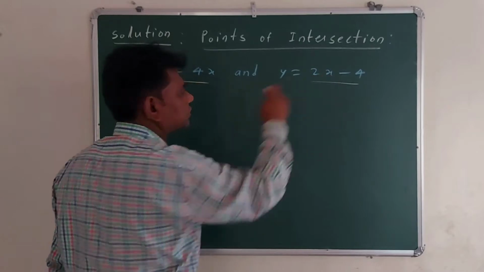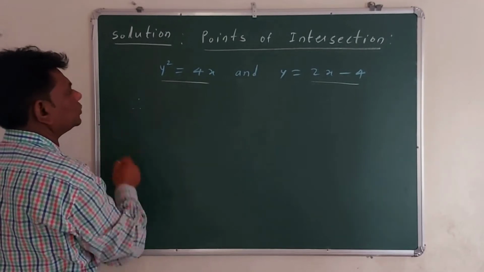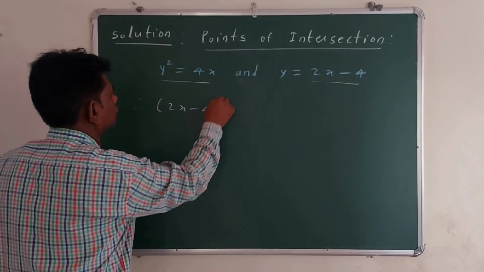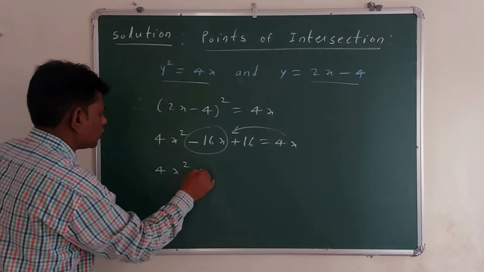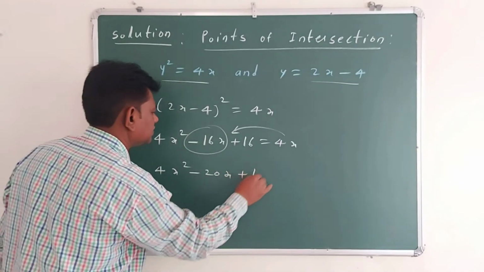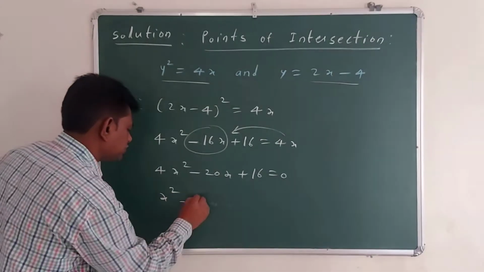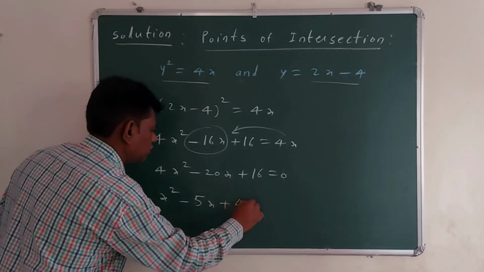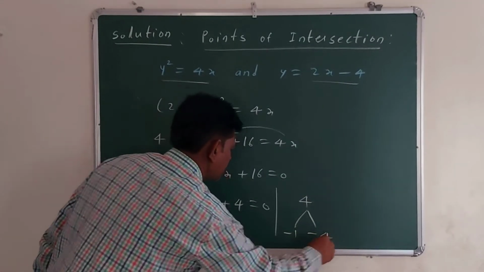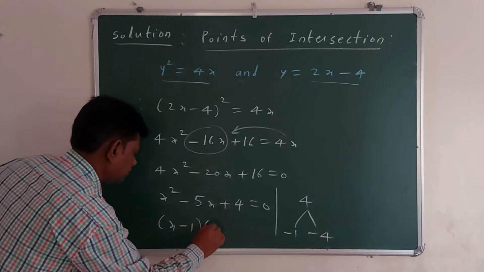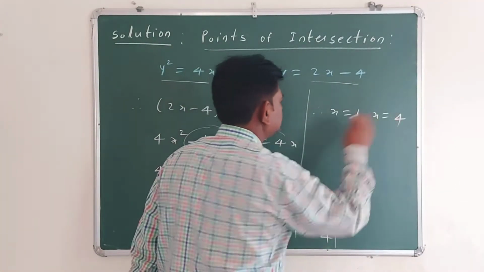Now substitute y equal to 2 times x minus 4 in the equation y square equal to 4x. Therefore, 2 times x minus 4 whole square is equal to 4x. Simplifying, 4x square minus 20 times x plus 16 is equal to 0. Dividing by 4, x square minus 5 times x plus 4 is equal to 0. The factors of 4 are minus 1 and minus 4, so x minus 1 times x minus 4 is equal to 0. Therefore x is equal to 1 and x is equal to 4.